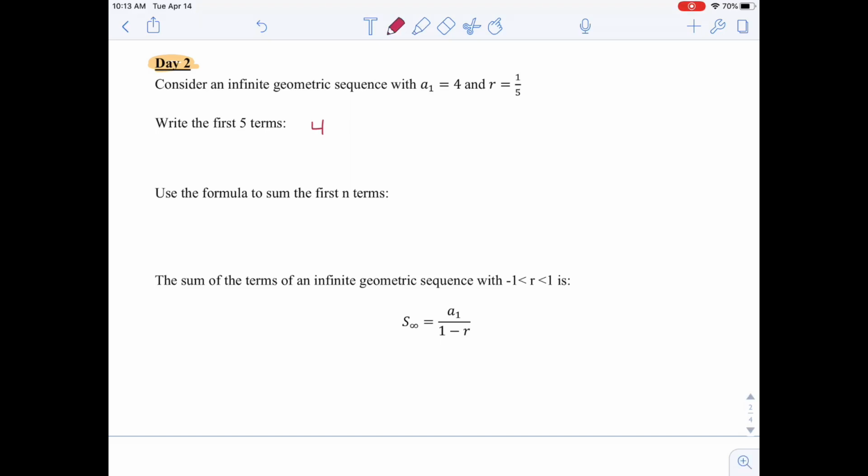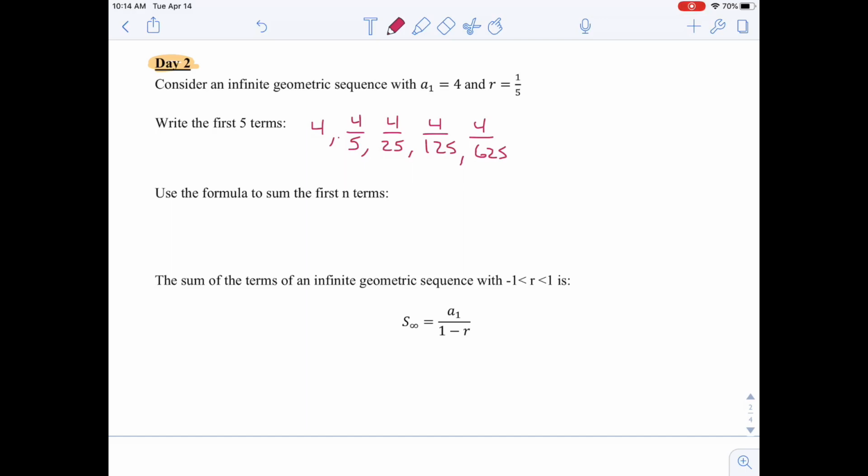Well, we'd start at 4. Okay, and then we would multiply by 1/5, so 4/5. Then 4 over 25, 4 over 125, 4 over 625, and we could just keep going if we wanted any more terms. Now, what do we notice about these numbers? It keeps getting smaller and smaller because we keep multiplying by a number less than 1.